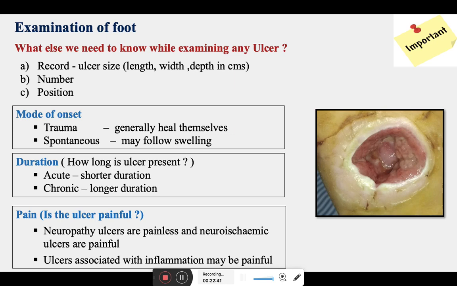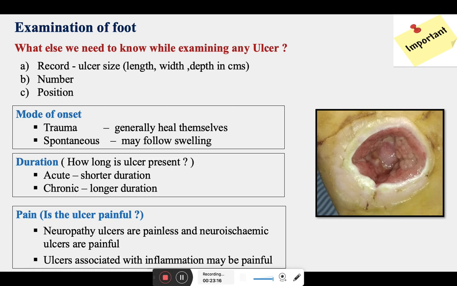So what else should we know once we are examining a patient or an ulcer? Record the ulcer size, that is length, width and depth. Length and width are very easy to record. We can take a scale and measure it. And how to measure depth? Take a sterile swab, dip it in the ulcer and see how deep it goes. Whatever you see, measure the depth of the wick, that indicates the depth of the ulcer.